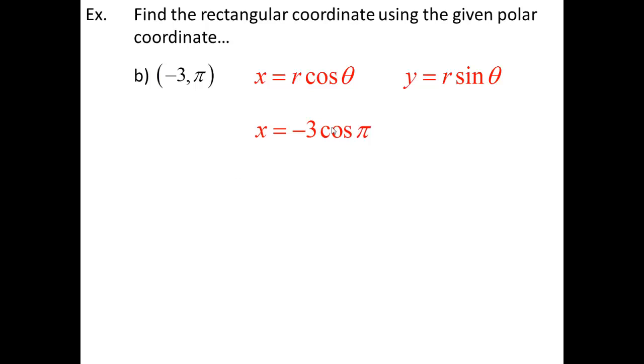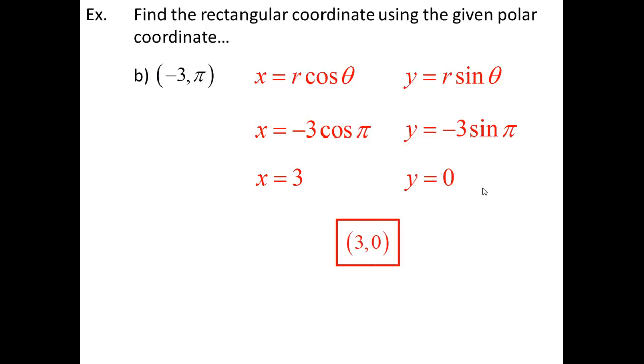Cosine of pi is going to be -1. So -1 times -3, +3. On the y side, I've got sine of pi, which is 0. So I have 3, 0. And again, counting it out, pi is going to be going in this direction, but I'm going to go in this direction -3, which means I'm really going to go to the right 3. So there's my coordinate at 3, 0.